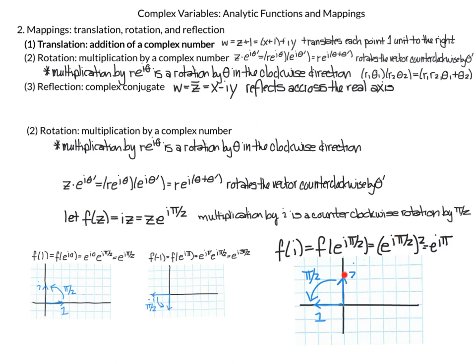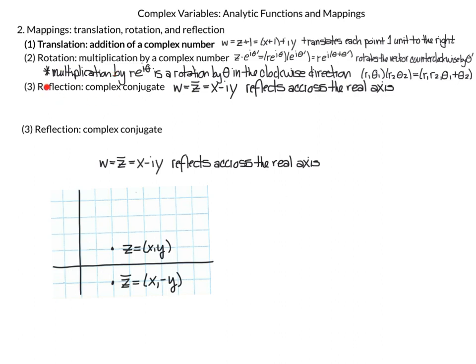And if I do this geometrically, I rotate this by pi over 2, and I get -1. I do this algebraically, and I get e to the i pi, which is equal to -1. So here you have, in complex numbers, the fact that i squared is equal to -1.